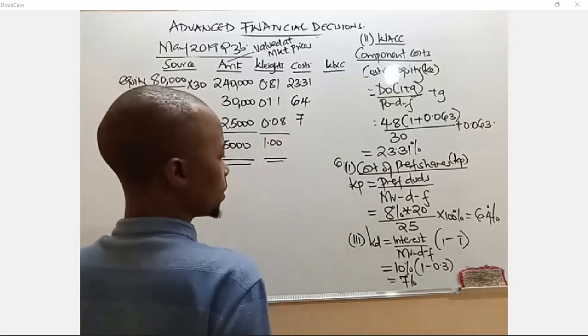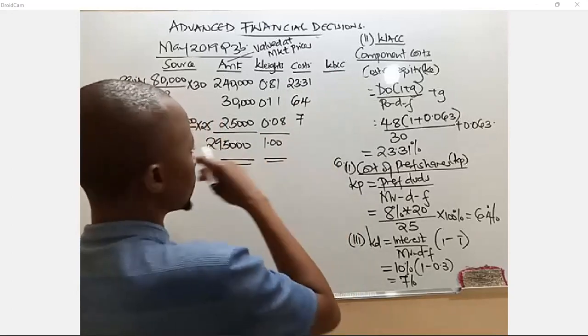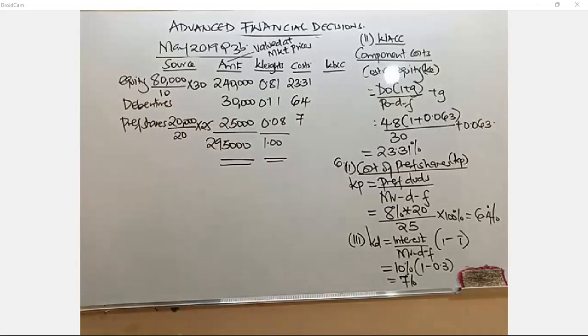Is this 7% by the way? Correct, it should be 7. So let us multiply the weights and costs. How much are we getting?